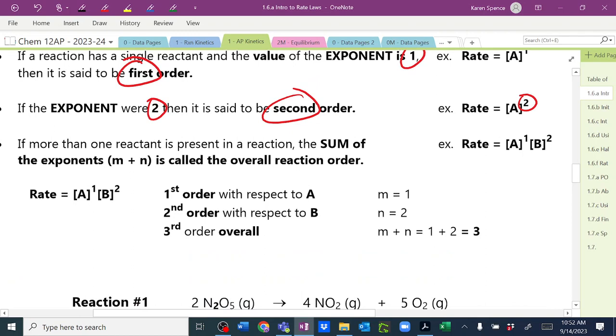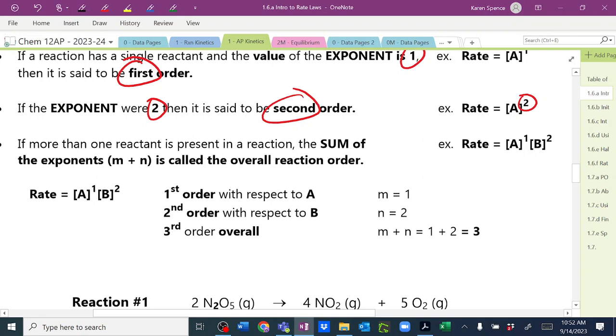If more than one reactant is present in a reaction, the sum of the exponents, m and n, is called the overall reaction order. Yes? You can have 0, and that would be called zeroth order. So if the exponent is 0, it's called zeroth order.